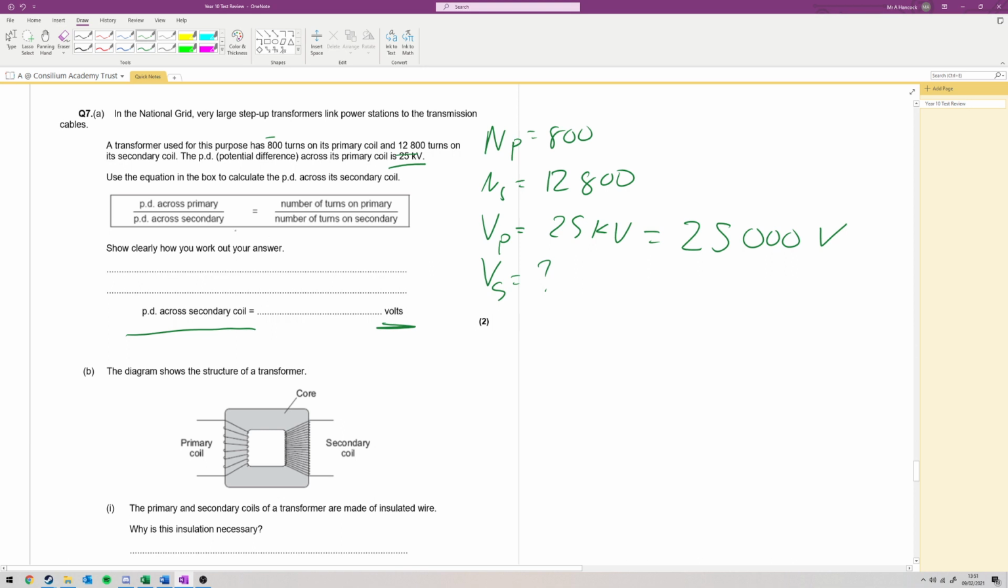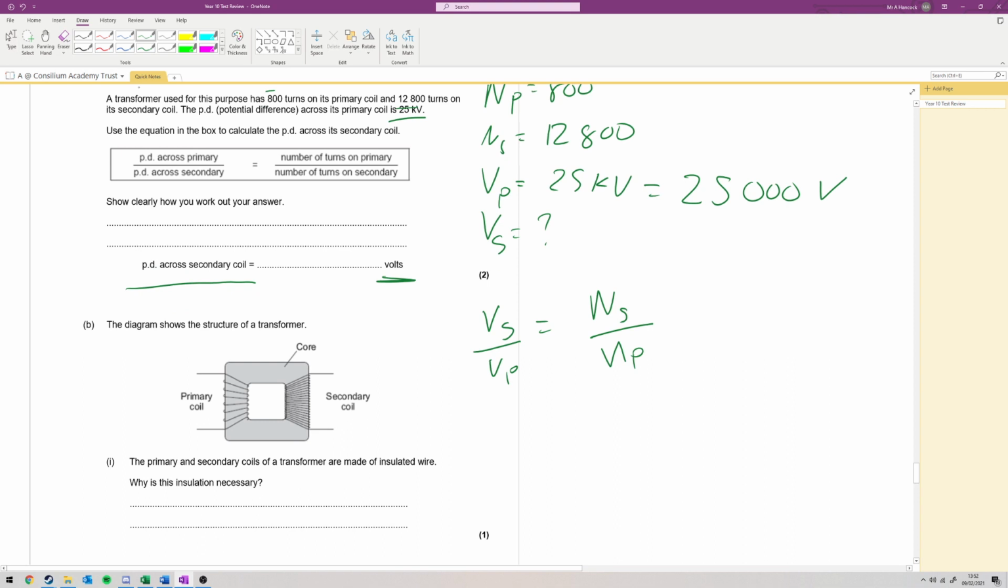Now, they've given me the equation upside down, so it means I have to rearrange. I'm actually going to flip it because if you remember, you can write it any way you like as long as you follow the rule of voltage is on the same side and primary and secondary are either on the top or the bottom. So I'm going to write voltage secondary over voltage primary equals number of turns of secondary over number of turns of primary. That end is backwards. We're going to leave it backwards.